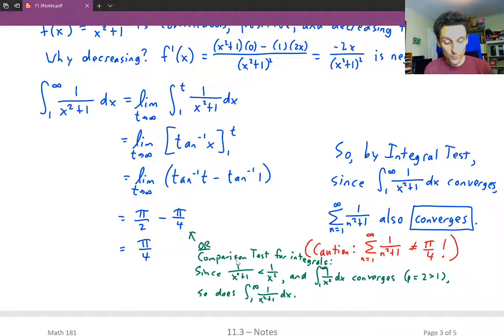Now, having said this, we're going to have in the next section a comparison test for series that's going to work in a very similar way to the comparison test for integrals.